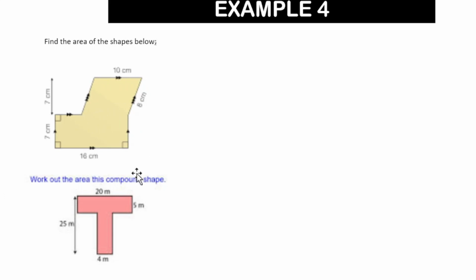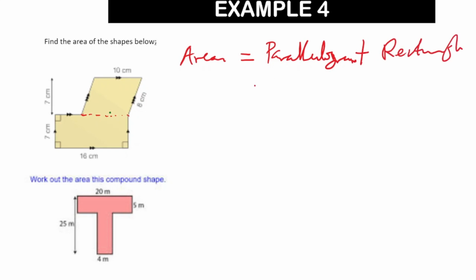You can see. So what we're going to do first is break the shape down. We're going to divide the shape. So I'm going to have a dotted line like this. So what you notice is that the upper part is a parallelogram, while the lower part is what? A rectangle. So the area of the shape will then be the area of the parallelogram plus the rectangle.